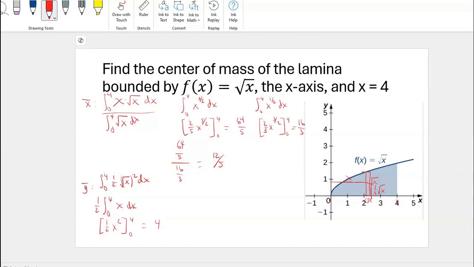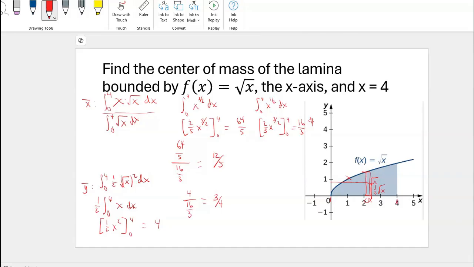Now, how am I actually going to get my y bar? We're going to take that 4 and divide it by the total area. Now, conveniently, the total area that we found was back here. So all I have to do is divide by my 16/3 to get my final y bar of 3/4.